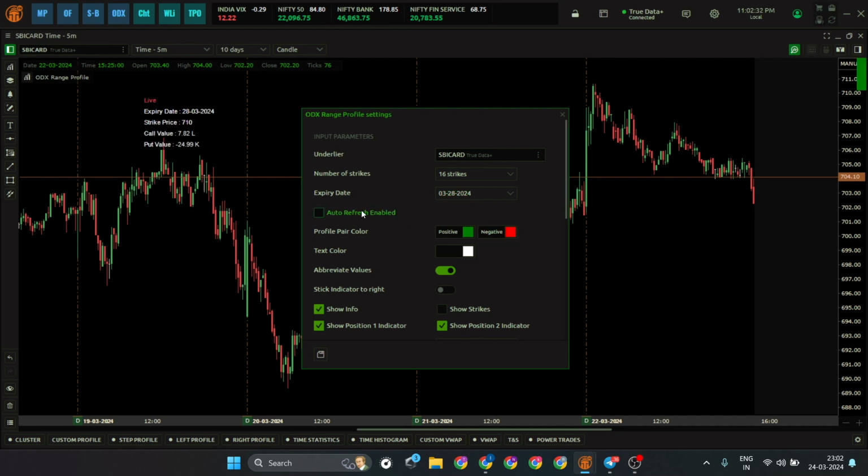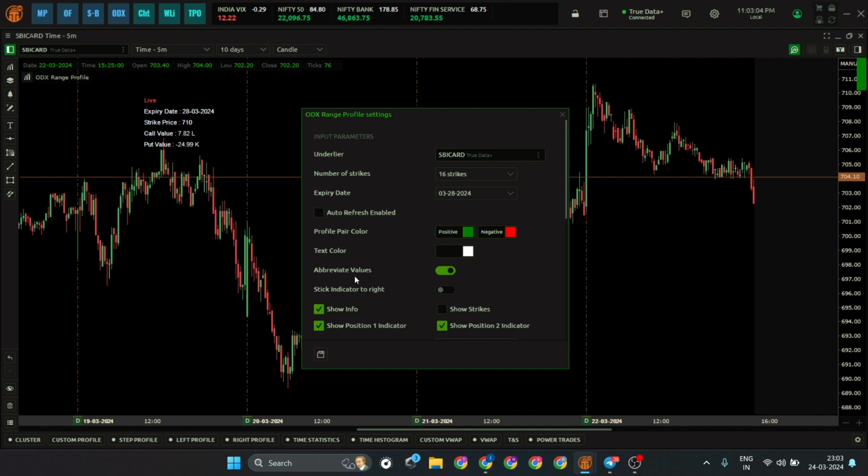Now coming to auto refresh enabled, I am personally not enabling this option because I want to illustrate this indicator to you. But in general use, it is highly recommended that you enable this auto refresh checkbox. Now coming to profile, according to your customization you can change the positive, negative and text colors. You simply click here and play with this. You can customize according to your own style.